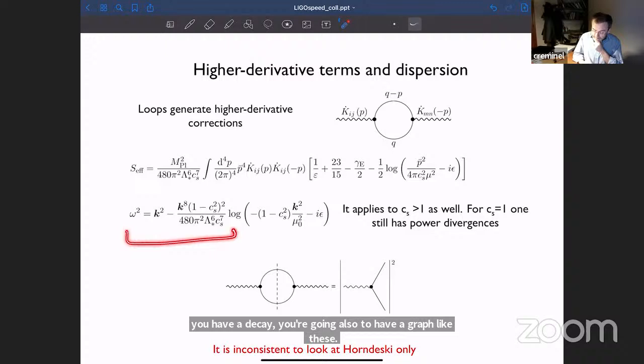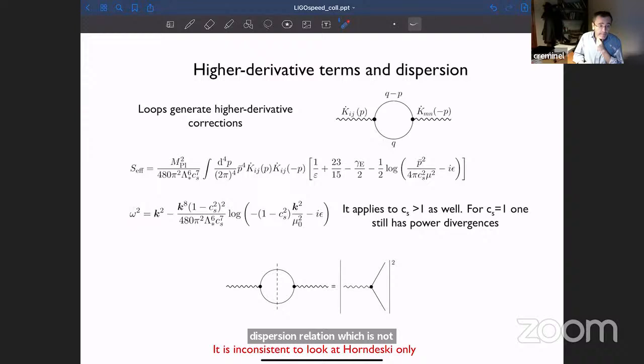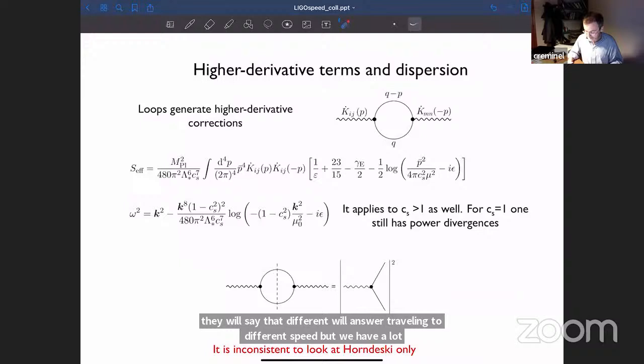And you can check that this gives a dispersion relation which is not the relativistic one with a speed equal to the speed of electromagnetic waves, but there are also corrections which, of course, say that different wavelengths travel at different speeds. But we have a lot of constraints on this. And again, this is a constraint on this general model of dark energy.